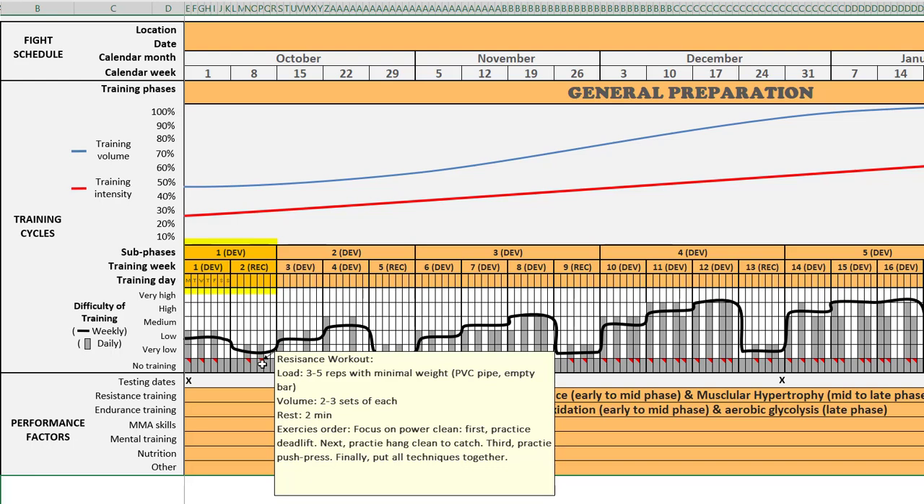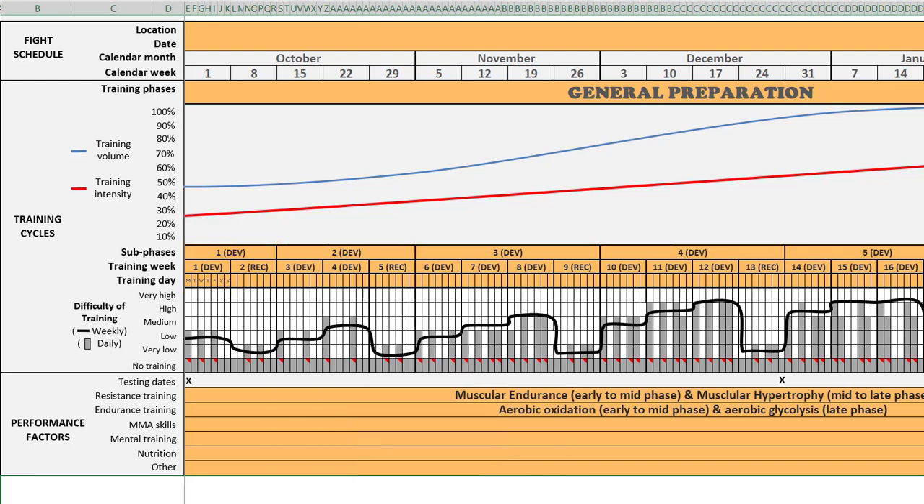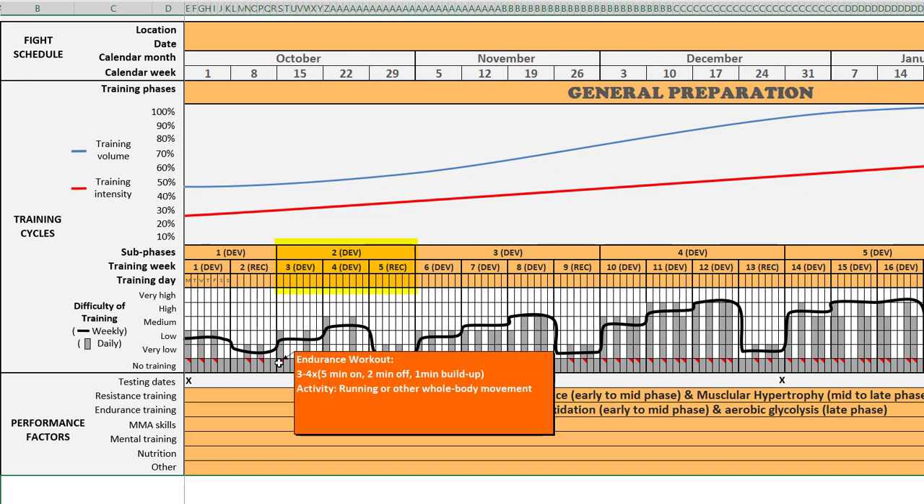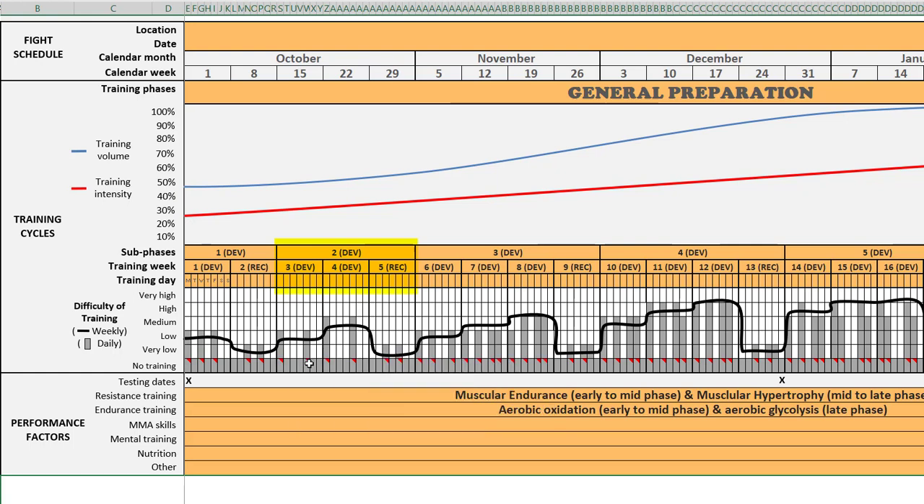So that's it for the first subphase. Let's go on and have a look at the next subphase, subphase 2. So here we're looking at another developmental subphase, and it has a 2-to-1 loading plan. So here we're also in week 3. So let's have a look. The endurance training session here, we're using 3 to 4 5-minute intervals, 5 minutes on, 2 minutes off with a 1-minute build-up, and again it's a whole body movement.